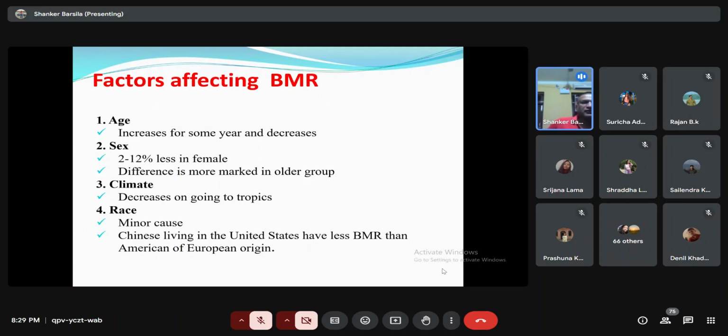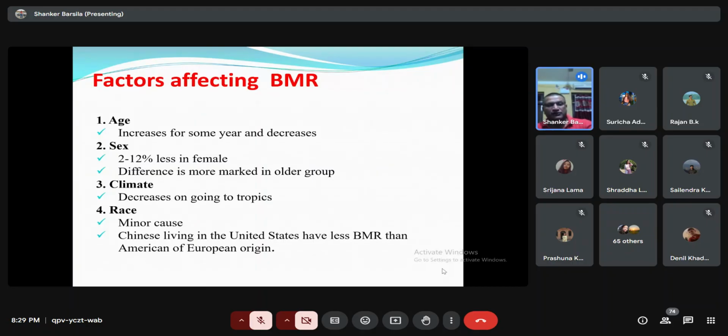The difference between male and female is greater in older people, but in the early stage, the female has less BMR than the males. Then the climate: BMR decreases on going to the tropics. If the weather is too hot, the food requirement and food intake are reduced, and the BMR would also be reduced.